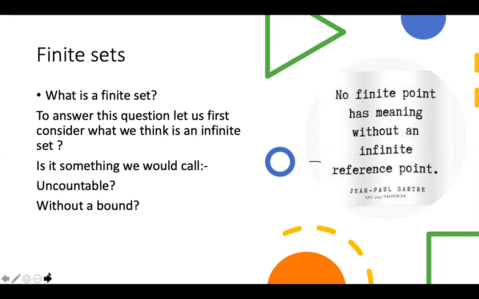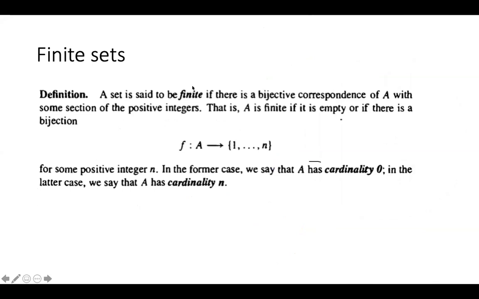Okay. So let's look at what it really is. A set is said to be finite if there is a bijective correspondence of A with some section of the positive integers. That is, A is finite if it is empty or if there is a bijection which maps from A to 1 to N for some positive integer N. A way to think about this is that it's essentially a subset of Z in this case. So we say that A has cardinality 0 in the former case, or cardinality N for some positive integer N, which is the same as what we said. It's in some sense countable or listable.